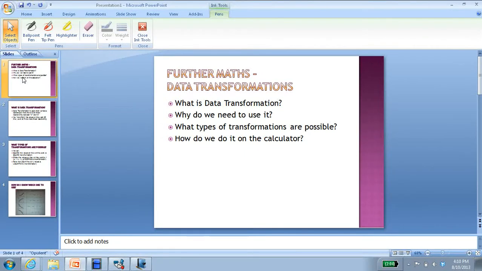In this video, we're going to go back over data transformations. We're going to look at what they are, why we need to use them, what type of transformations are possible, and most importantly, how we actually do it on the calculator.